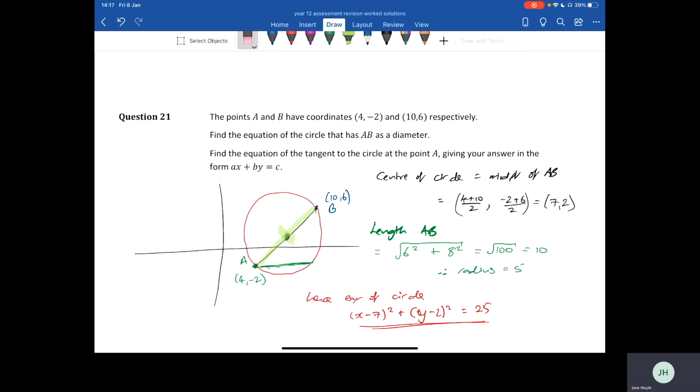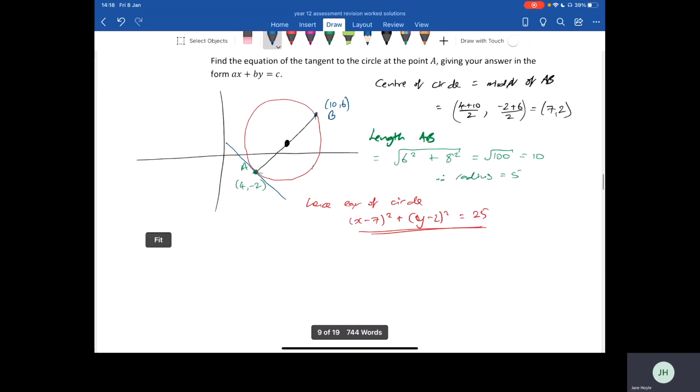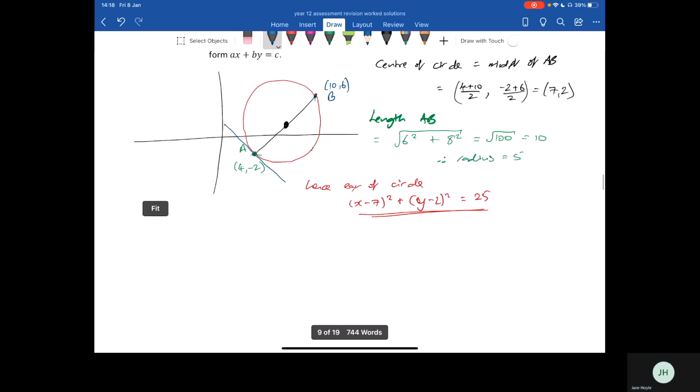Okay, right, so now I am looking for the equation of the tangent to the circle at point A. Well, this is just the old standard stuff again, isn't it? So there's nothing particularly tricky there. We're finding the equation of that line there. So shall I call this B?